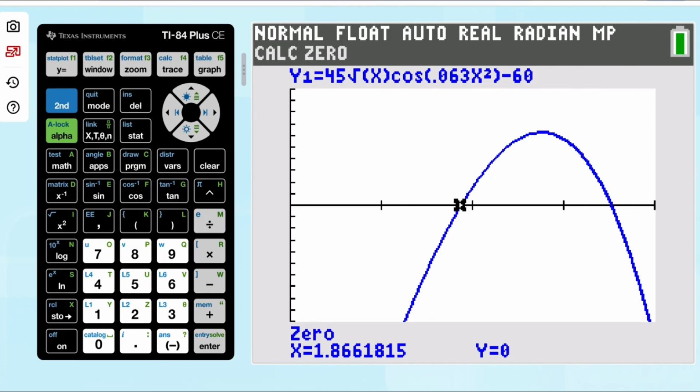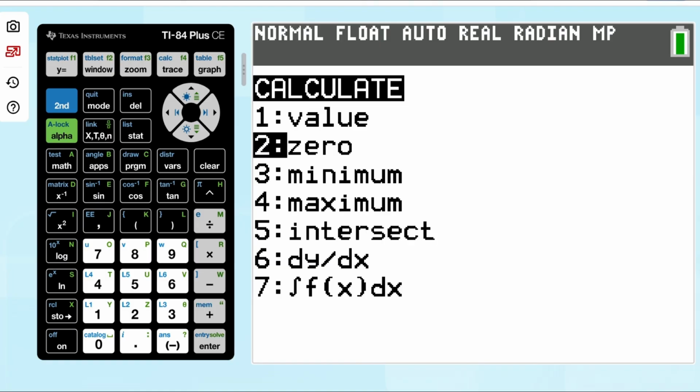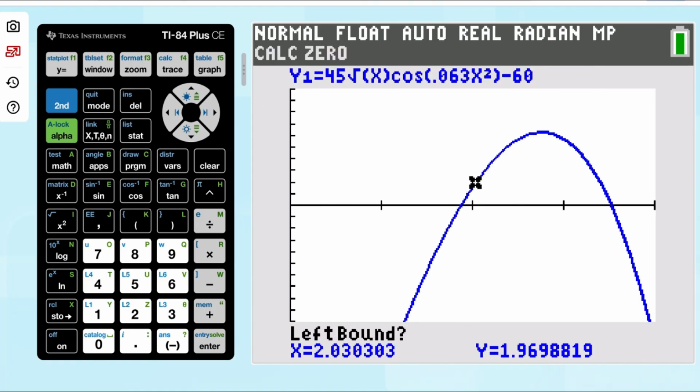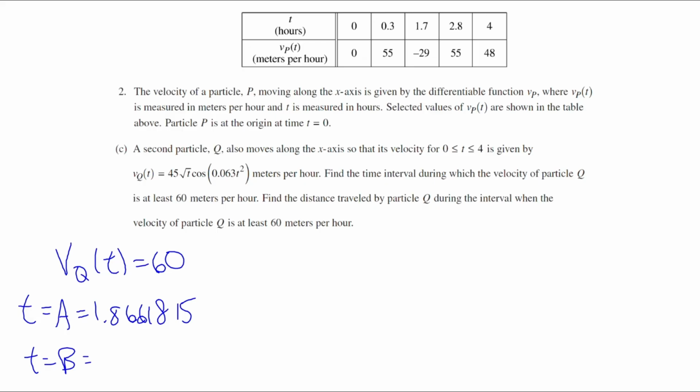And then we'll find the other one, which we're going to call t equals b. So we'll go back to our graph here. We'll hit second trace again, choose option 2 for zero, and scroll over till we're kind of close to that other x-intercept, which might take a little bit of time here, but that's okay. Good enough, hit enter. Now it says right bound. We move to the right, hit enter. It says guess, hit enter. And you get 3.5191744. So we'll put that down. That was 3.5191744. And so we found these two places.